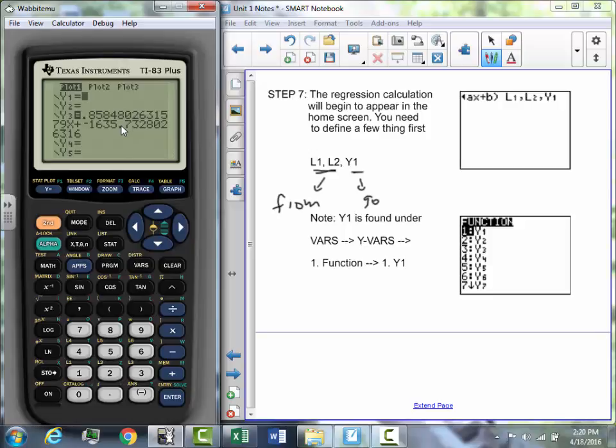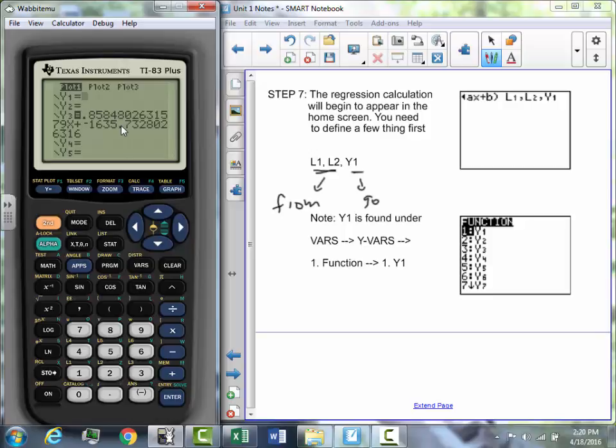And this one here will be linear regression. And then it already is going to tell you L1 and L2. So we have to determine where we want to store our information. Well, we want to store it in a Y variable, so do vars, Y variables. We're doing functions, I'll just pick a number, so that's just one. Then we're going to calculate it. And then if you go back to your white screen, it should be an equation set.